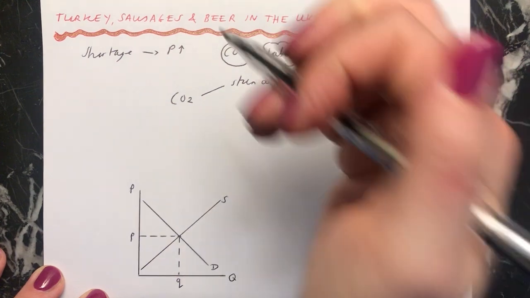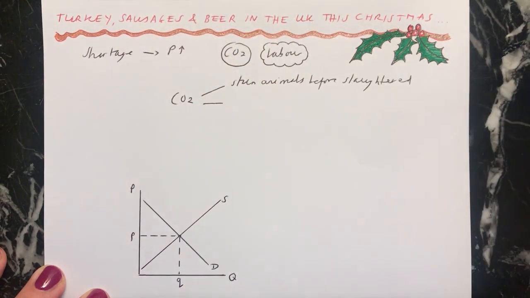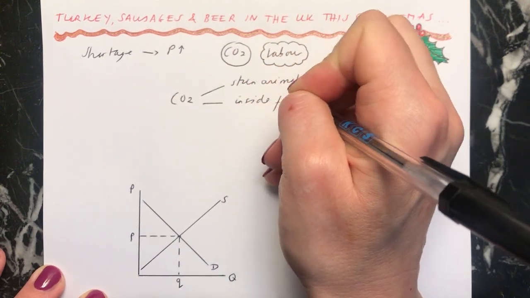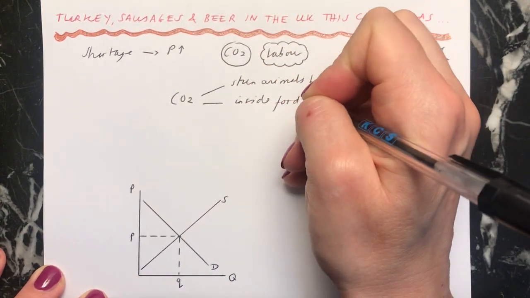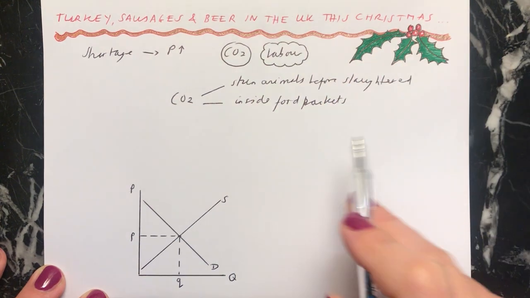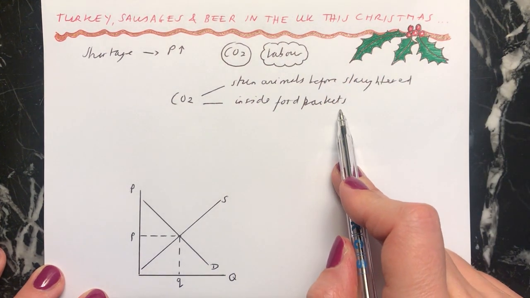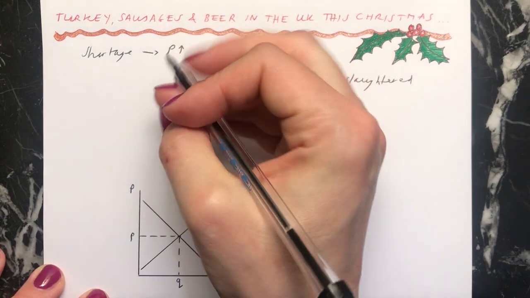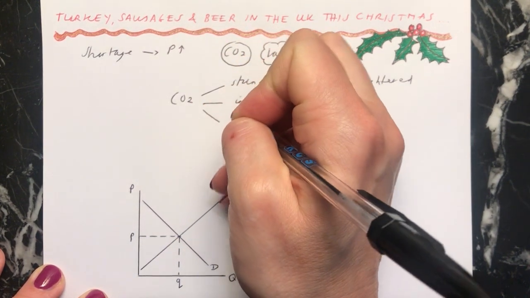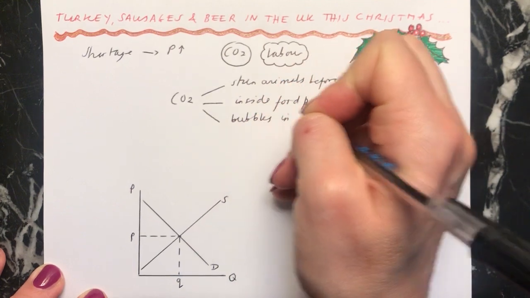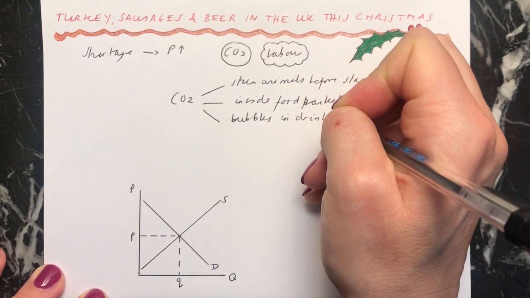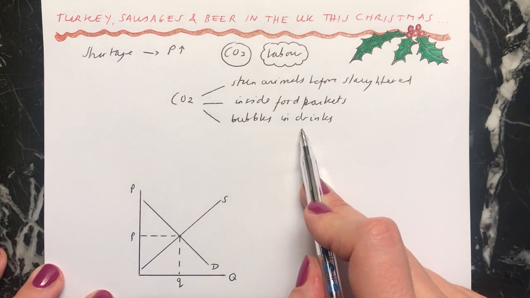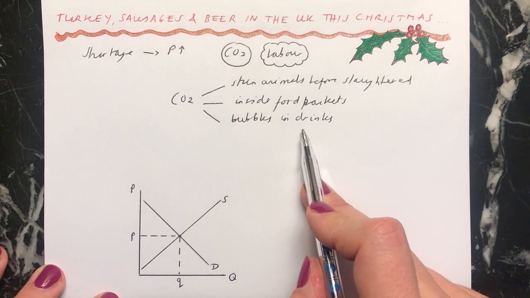The other reason that CO2 is used in the food industry is inside food packets. They put the carbon dioxide inside the packet, and it means that the food stays fresh for longer. The third thing that CO2 is used for is for bubbles in drinks, including inside beer. So any carbonated drinks, it's CO2 that they're putting inside the drink to make it fizzy.